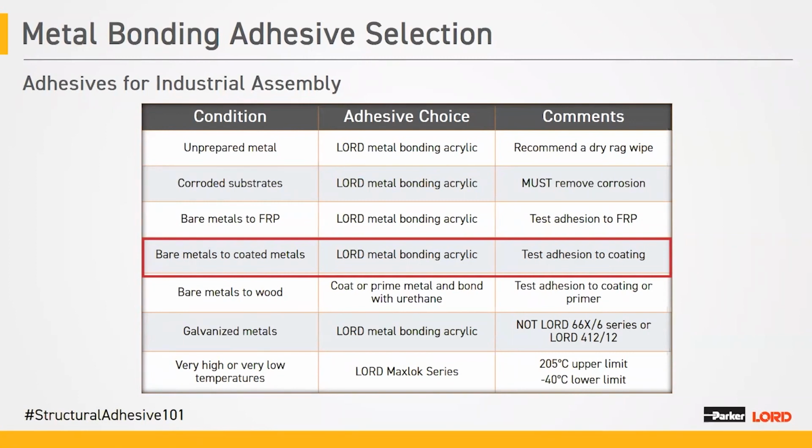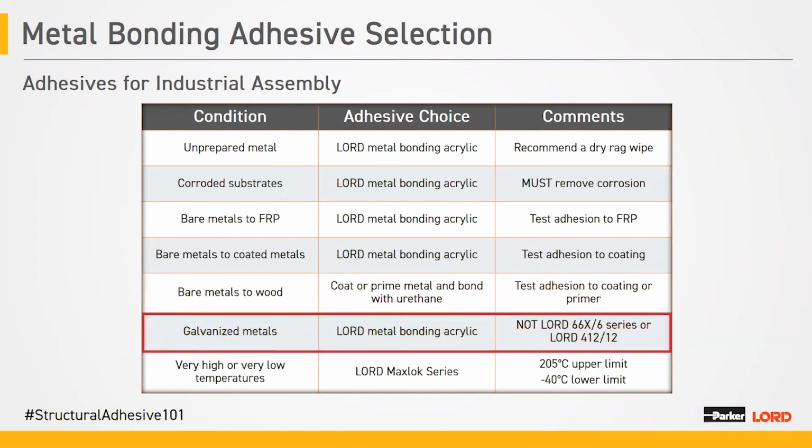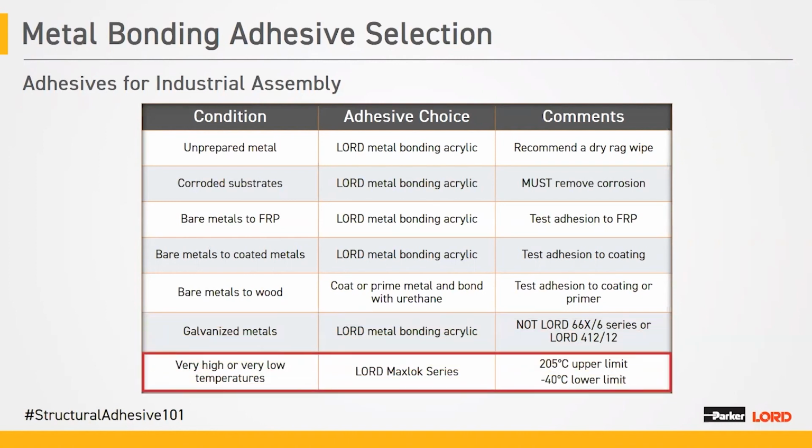Again, something that Lord Corporation offers. Bare metals to wood, we've seen those. We'd probably go with those cases either a urethane or possibly an epoxy, and we prime the metal and then test adhesion. Galvanized metals, we talked a little about those. Certainly metal bonding acrylics, and then very high or low temperatures. We first select probably the MaxLock series because it has that highest temperature resistance of the metal bonding acrylics.